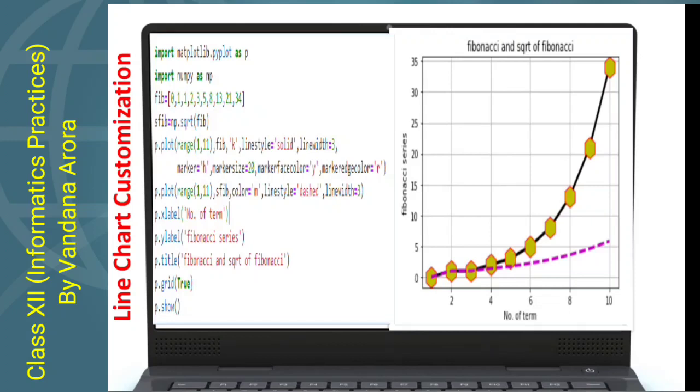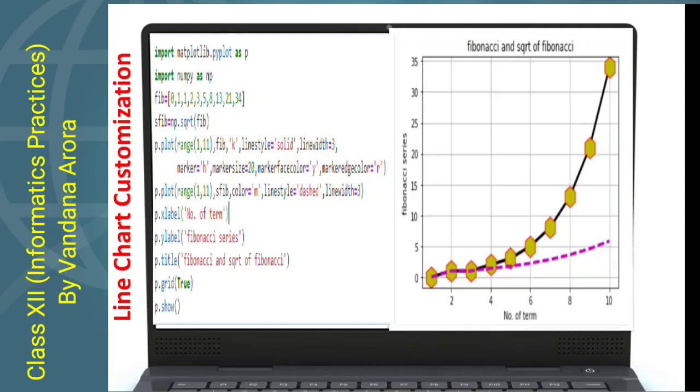Next, p dot plot range(1, 11). This range(1, 11) generates the list 1 to 10. It means this is the term number that I have plotted on the x-axis. Then the second parameter is fib, that is plotted on the y-axis. Then k for black color line. Linestyle equal to solid I have used. Linewidth equal to 3. Marker equal to h. Marker equal to h means hexagon markers I have used in this line chart.